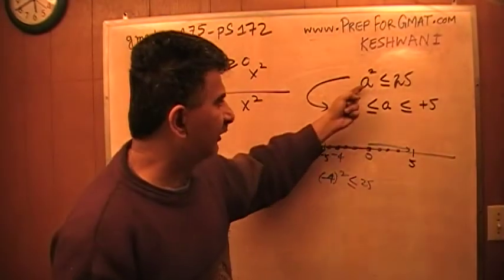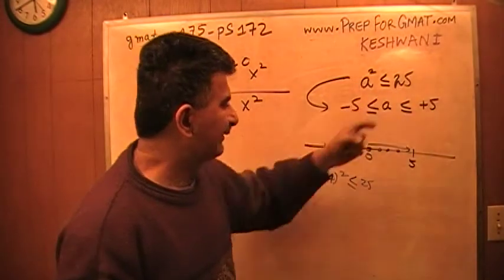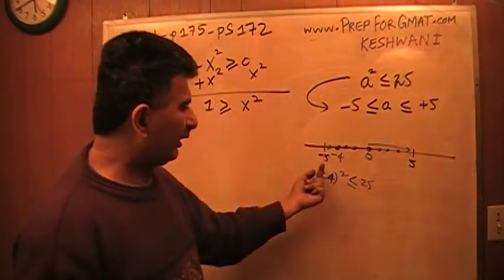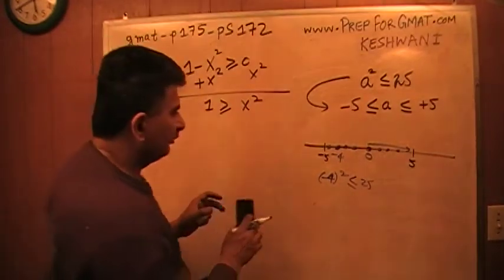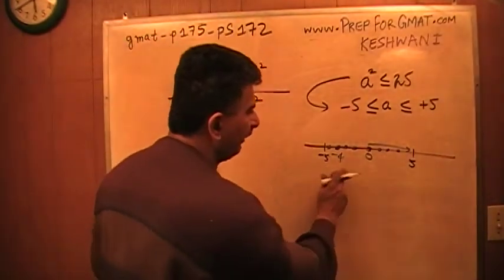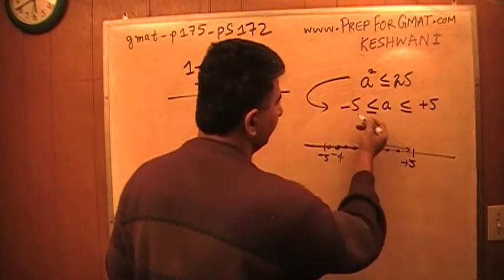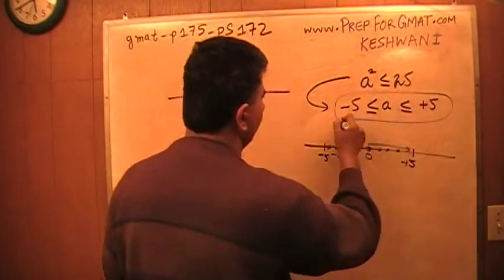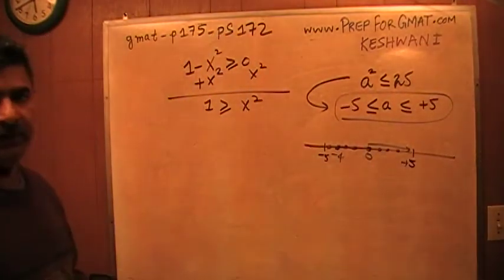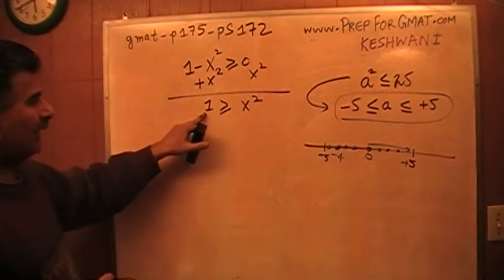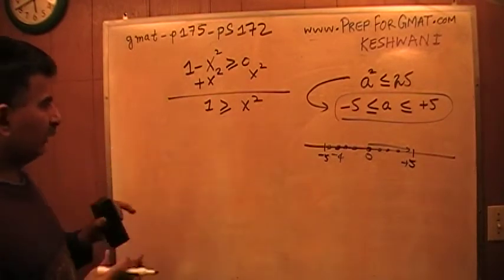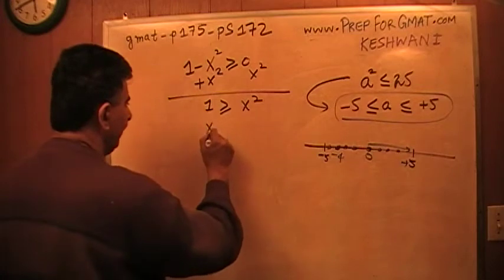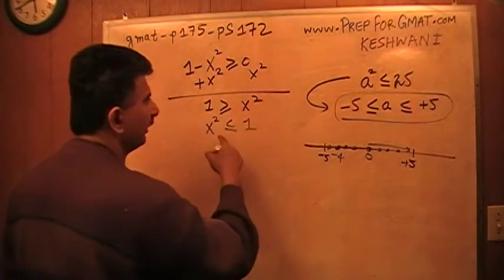So it satisfies this condition that a squared is less than 25, which means the a, whatever it is, has to fall in this range from negative 5 to positive 5. See, right here, from negative 5 to positive 5. This exact same thing applies here. Since 1 is more than x squared, or if you like, I'm going to write the other way around here, x squared is less than or equal to 1, so we can compare the two here.